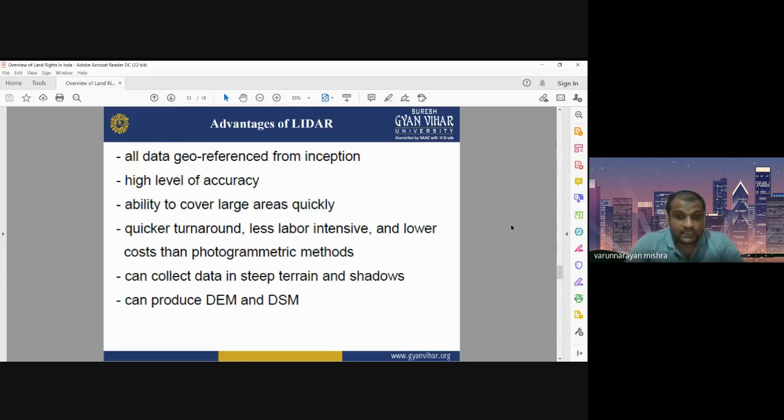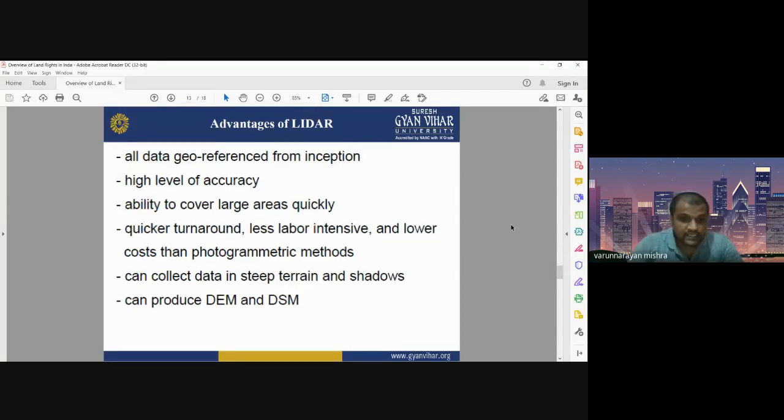The lidar system is automatic, so there is no need for much manpower. It may even be pilotless, with no need for a pilot to fly the aircraft. So less manpower is required, and it has a lower cost than photogrammetric surveying or photogrammetric mapping.